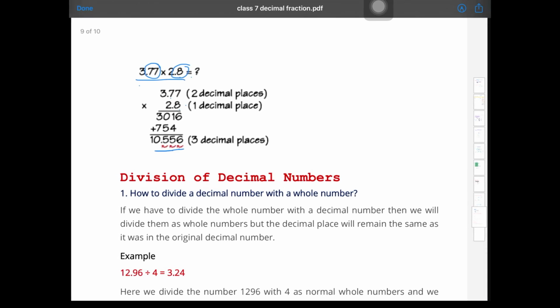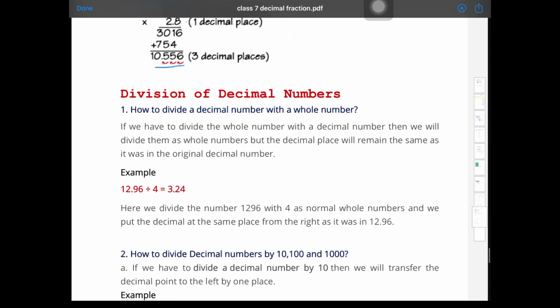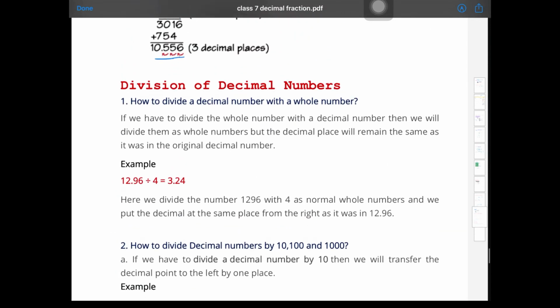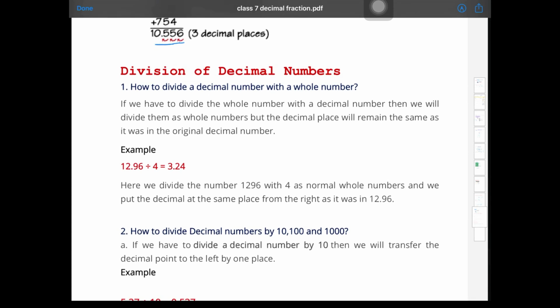Now the next thing is division of a decimal number. Whenever you have to divide, in the division also, in your answer just see how many digits there are after the point. In the answer also you have to give the same number of digits after the point.